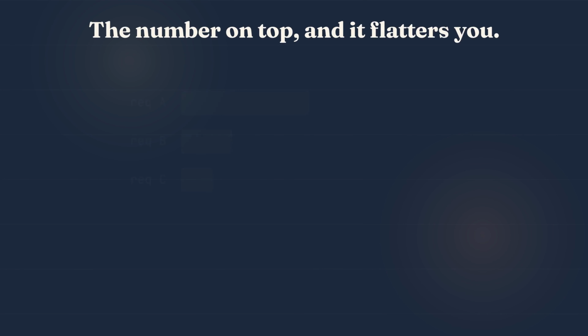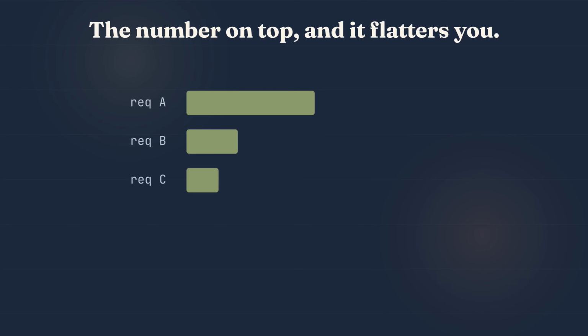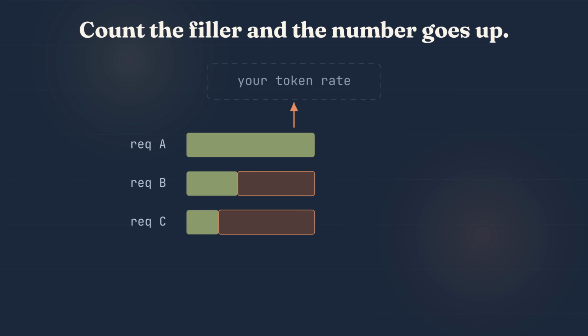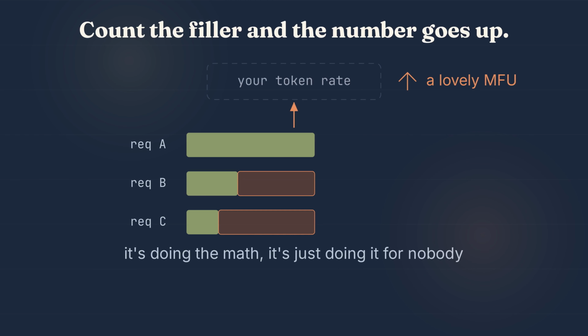The second one is the number on top, and it's sneakier because it flatters you instead of scaring you. When your server runs several requests together, they're almost never the same length, so the short ones get filled out with meaningless tokens to make everything line up. Those fillers are called padding. And does your GPU know they're junk? It doesn't, and it goes ahead and computes them for real anyway. So what happens if you count padding in your token rate? A server wasting half its work on filler reports a lovely MFU. It's doing the math, it's just doing it for nobody.